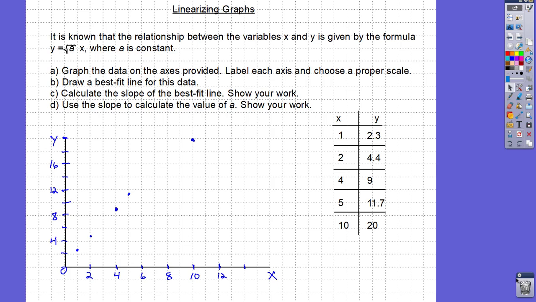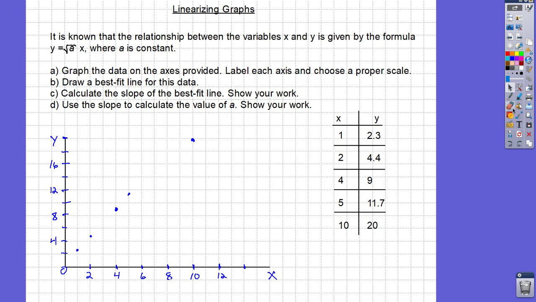Hi everyone, this is a screencast about linearizing graphs, a very common technique in physics. Straight line graphs are really useful, and if we have things that aren't straight, oftentimes we want to straighten them out. So what I've got here is a linear graph.